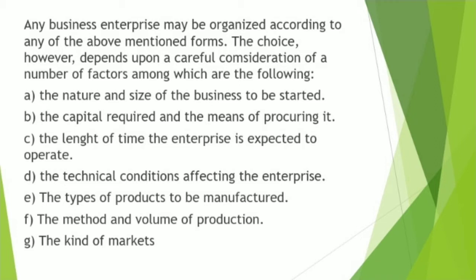A. The nature and size of the business to be started. B. The capital required and the means of procuring it. C. The length of time the enterprise is expected to operate. D. The technical conditions affecting the enterprise. E. The types of products to be manufactured. F. The method and volume of production. And G. The kind of markets.